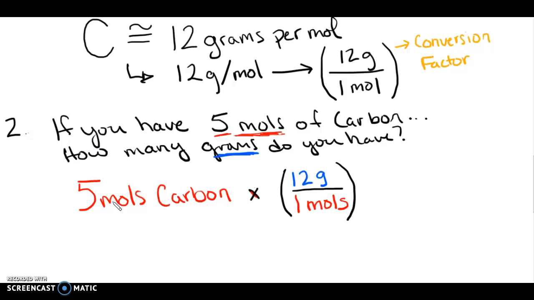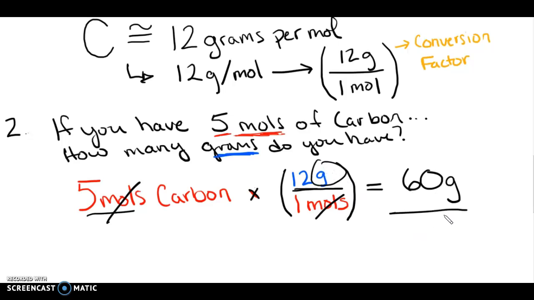So when we put this into the calculator, 5 moles times 12 grams is going to give us 60 grams. And this works because these moles cancel out here and we're left with grams. So this is our answer, 60 grams. So if we have 5 moles of carbon, we actually have 60 grams of carbon.